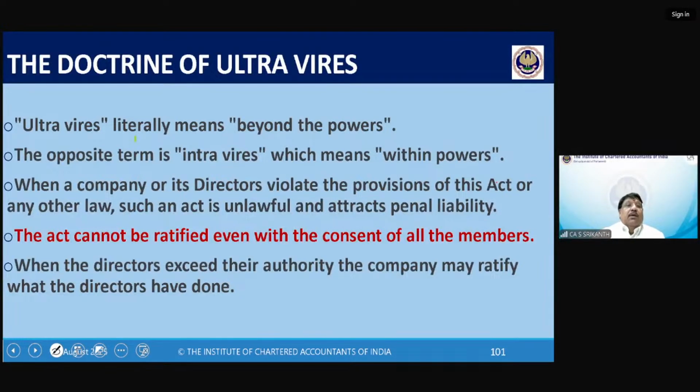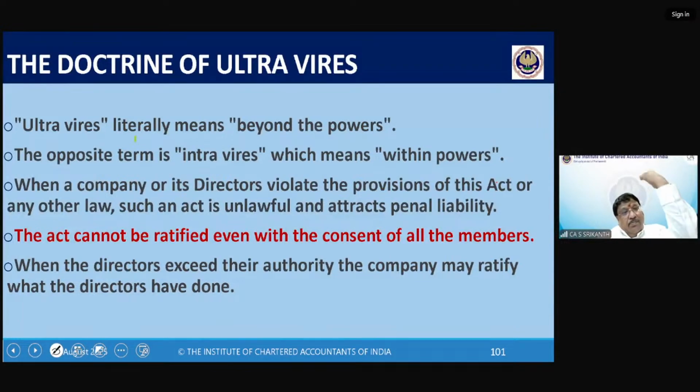So ultra vires literally means beyond the powers. Ultra means beyond. You have heard of ultraviolet. The rainbow is VIBGYOR: violet, indigo, blue, green, yellow, orange, red. Now, violet is the upper band. There is a range of light rays that are beyond violet. That is called ultraviolet, beyond violet. Similarly, you have infrared. So ultra means beyond, infra means below, intra means inside, within.